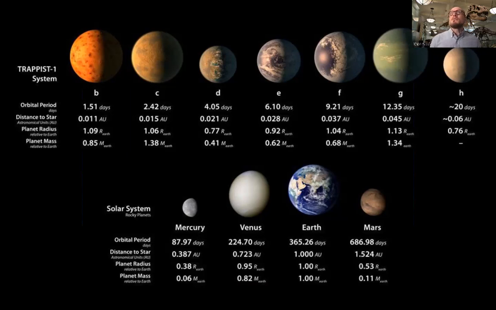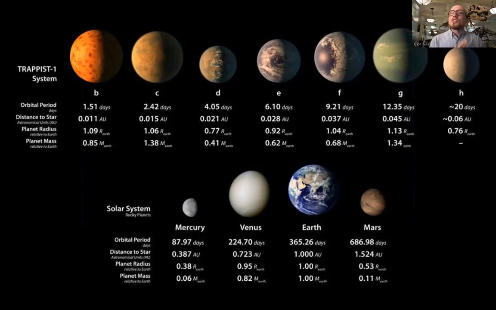These planets are very difficult to observe. We only know that they're there because they block the light from the star they're orbiting every time they pass between us and that star. And otherwise, we don't have any other information about those planets. But still, we're going to be learning more and more about them.